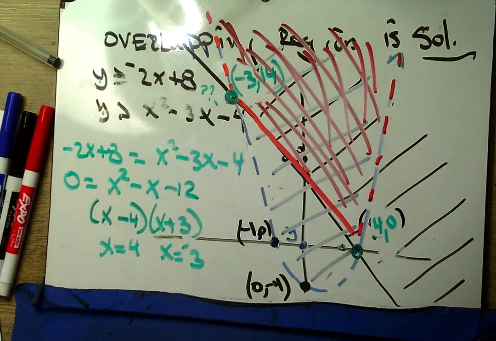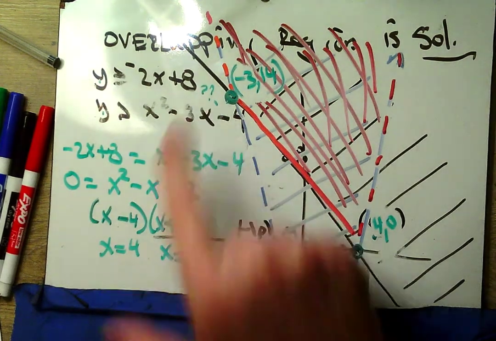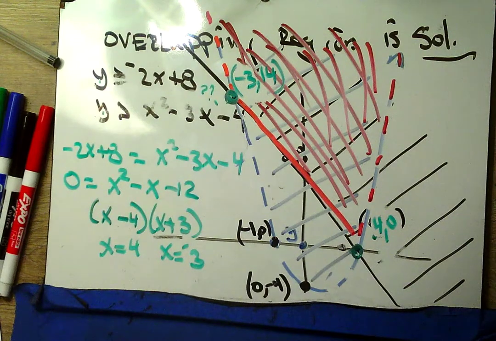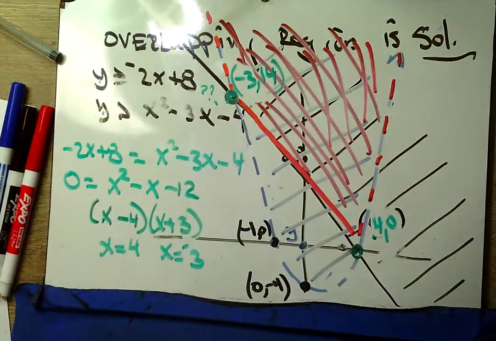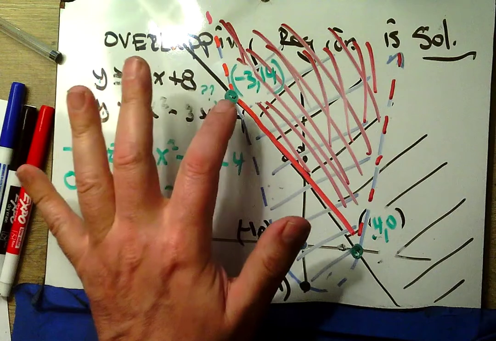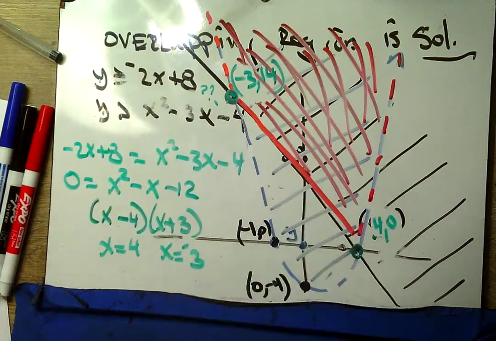Okay? There is a type of math that really depends on us finding these points of intersection. Sometimes they're called vertices if the shaded region becomes an enclosed figure. And linear programming requires us to find those points of intersection. I don't think we're going to get to linear programming this year, but sometimes I need those points of intersection.